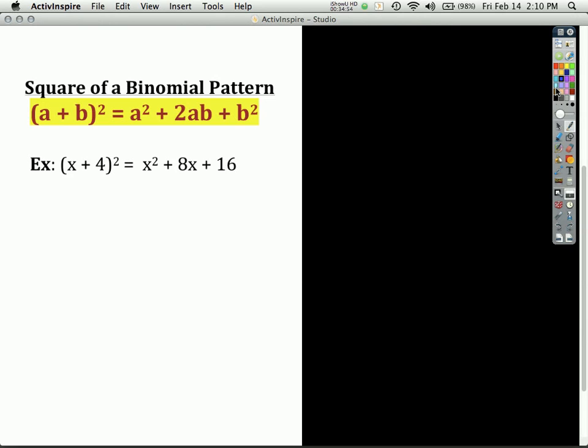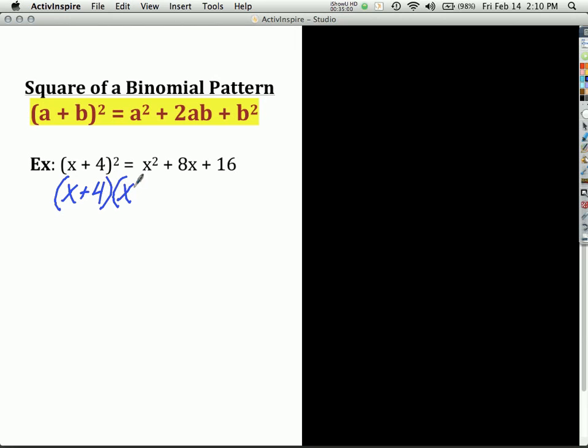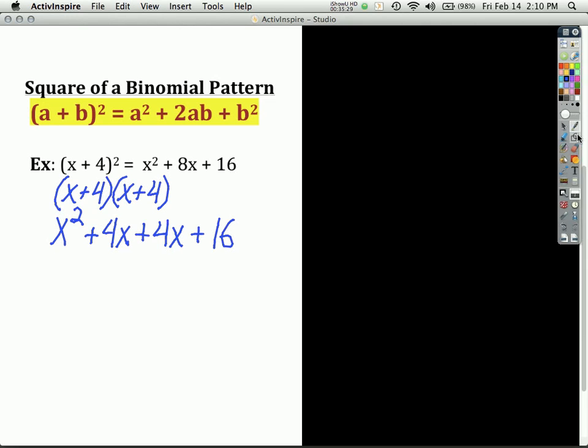So if we have x plus 4 squared, that really means x plus 4 times x plus 4. Let's FOIL it. Okay, I'm going to go super fast. You guys don't need me to go slow. X times x is x squared. The outer, x times 4 is 4x. The inner, 4 times x is 4x. And the last terms, 4 times 4 is positive 16. In this case, instead of the two middle terms canceling each other out because they're opposite, the two middle terms are identical.